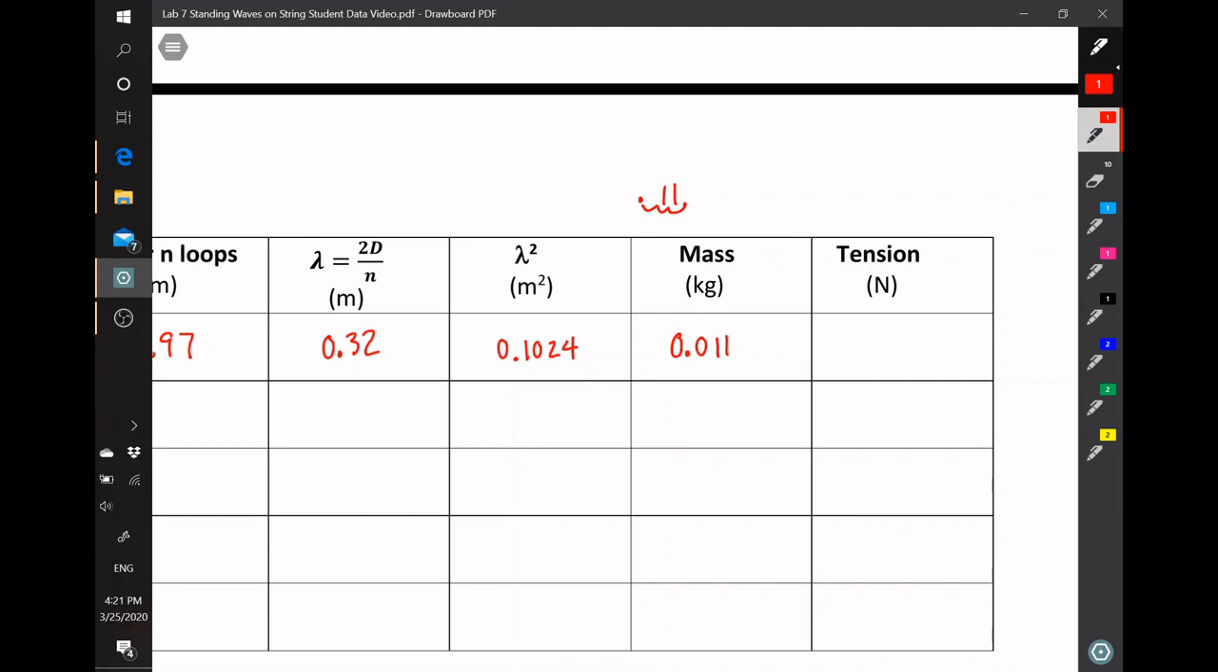The tension that was in the rope is going to be the force that this mass provided. So the tension T, or tau, or F as we've also called it, is just going to be mass times g. So you're going to take that 0.011 and multiply by 9.8. This gives you 0.1078.